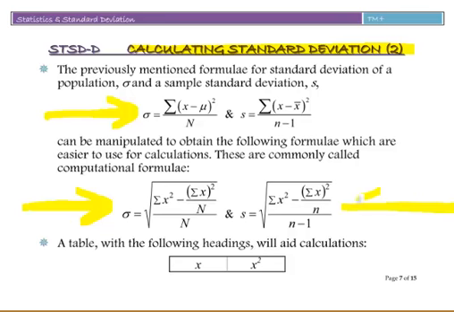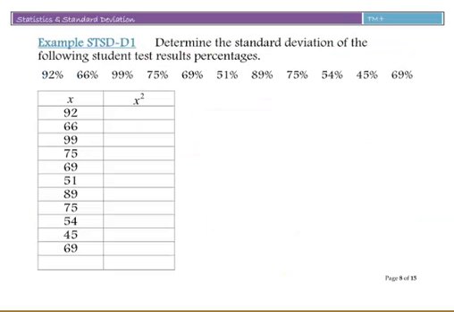Now again, these formulas will be given to you so you don't need to remember them, and the headings that we need in our table are x and x squared. If we have those two headings, we have everything that we need for that formula. So let's look at an example. Determine the standard deviation of the following student test percentages.